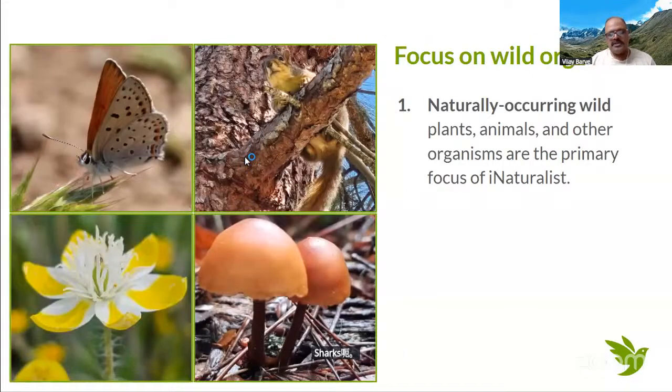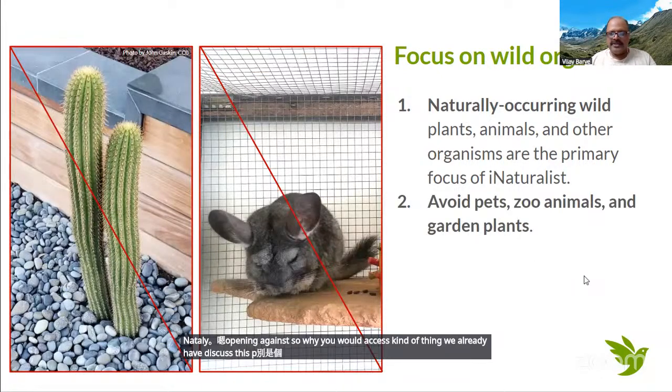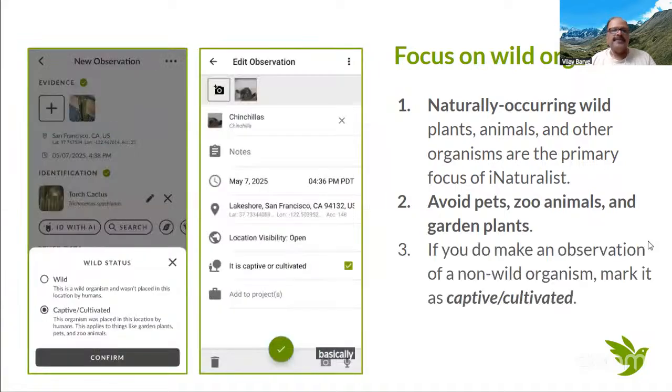The focus when you are taking pictures should be on naturally occurring organisms, so wild versus captive or cultivated. We already have discussed this point in our quiz too. So basically, avoid pets and planted animals.